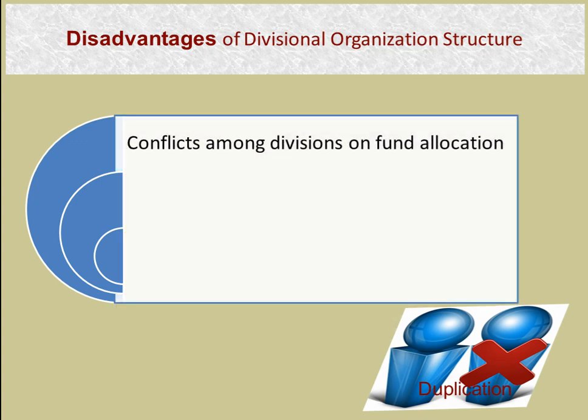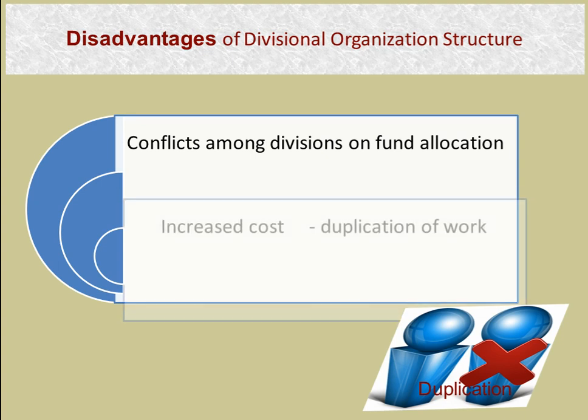The disadvantages: conflict among the divisions on fund allocation, such as our products not getting due attention while other products are getting due attention. Like that, conflicts can happen.